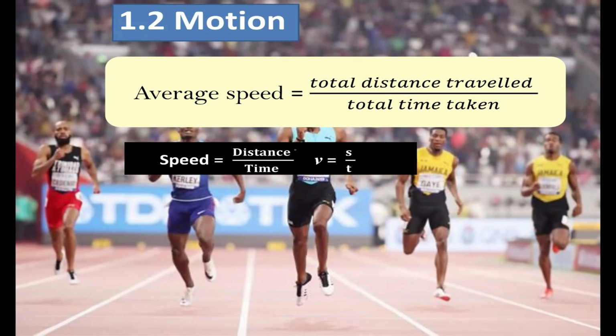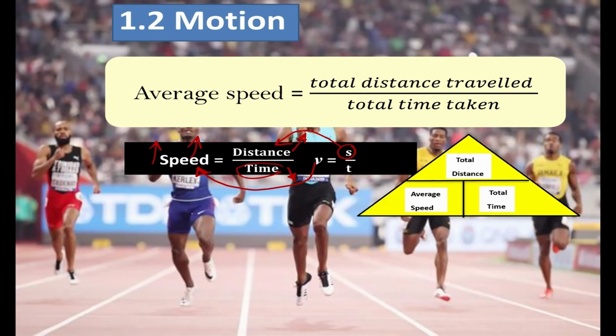So the longer the distance for the same time, the faster the object is, the higher the speed. The shorter the time, the higher the speed for the same distance. So v, which is the speed, equals distance s over time t. We can put this in a triangle like this. So the average speed equals total distance over total time.